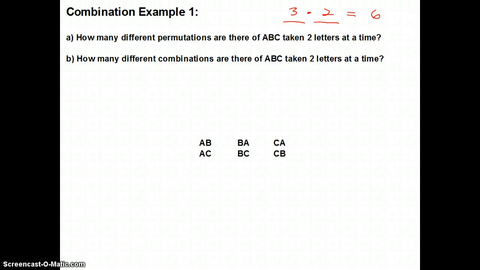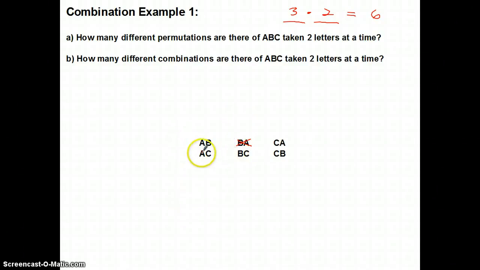A combination states that the ordering of those letters does not matter. So what that means here is if we're looking at AB and BA, these two are no different from each other. The order doesn't matter. So AB and BA are the same thing.